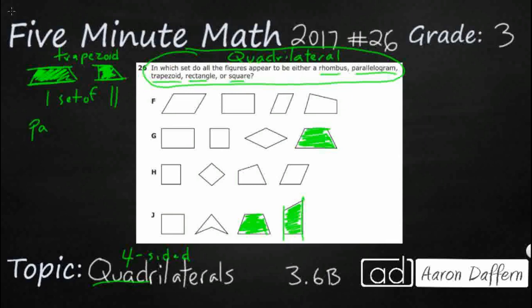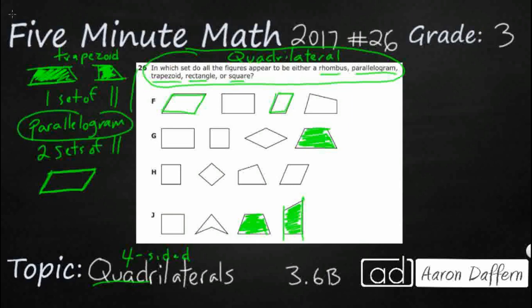Now let's look at our parallelogram. If a trapezoid has one set of parallel lines, a parallelogram has two sets of parallel lines. Most of you know a parallelogram is going to look like this. It's going to be slanted. The top and the bottom are parallel, and so are the two sides. And so F, let's put a big outline around that. We've got one there. We've got one there. There are several other parallelograms that we haven't circled, but they all are special types of parallelograms.